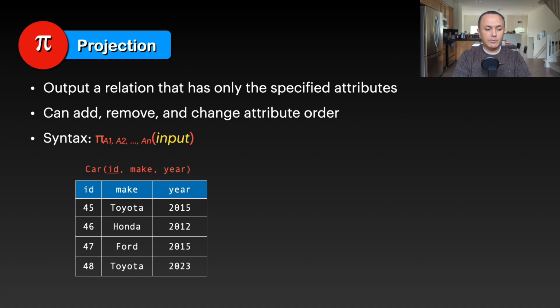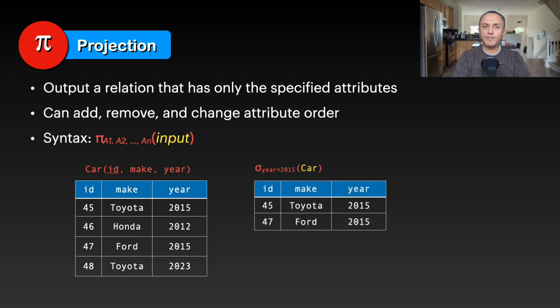Another example, again, starting from the car table or the car relation that we have. Now we're going to do projection. Now we're going to start with selection first, actually. We're going to select all the tuples that satisfy this condition: year equals 2015. This will give us these 2 tuples. We've seen selection in the beginning. But what if I don't want all the data?